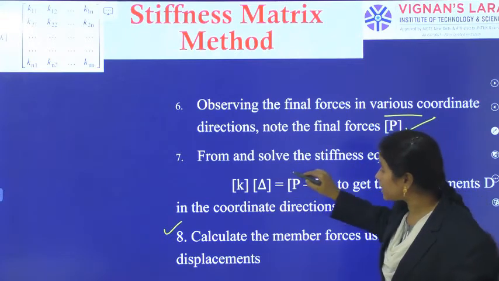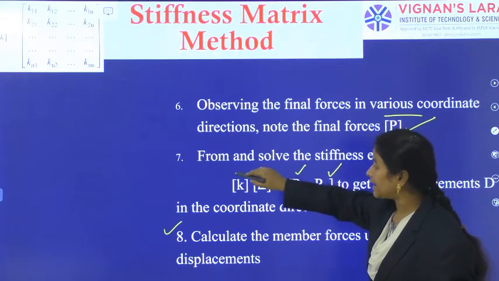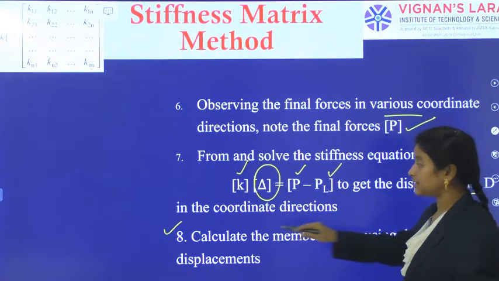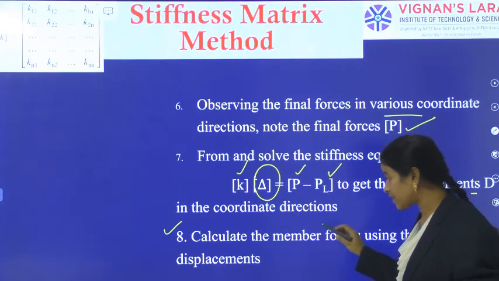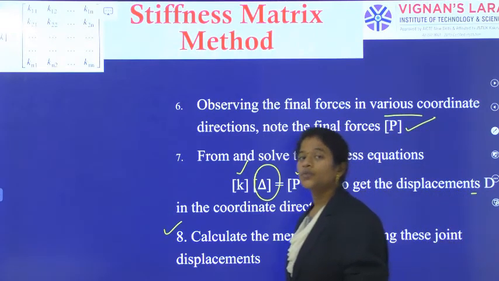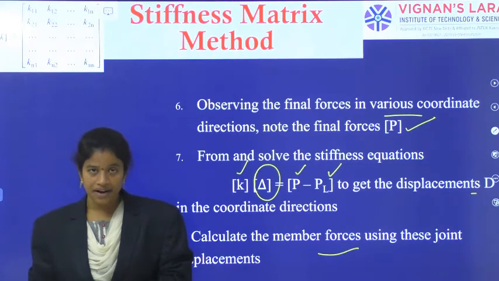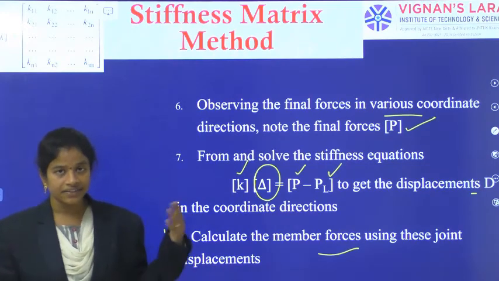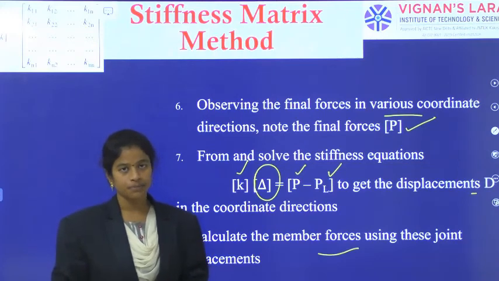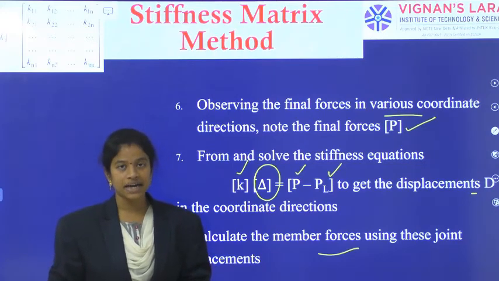Using the formula, knowing P, PL and K, we need to calculate delta, the corresponding displacements in the coordinate directions, and finally calculate the member forces using the displacements. In this way we complete the stiffness matrix method. How we develop a numerical for a continuous beam, we will go through that problem. Thank you. We will continue the example in the next class.